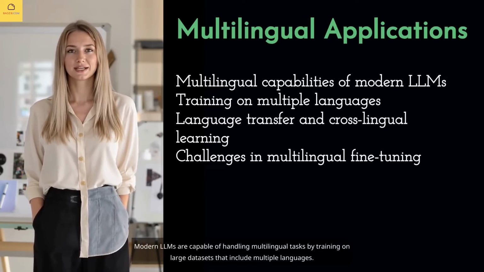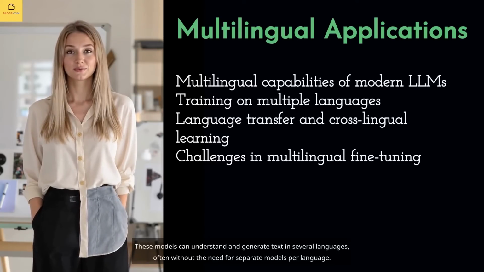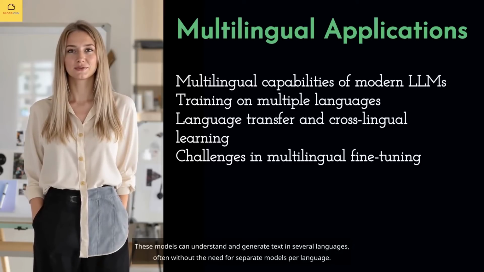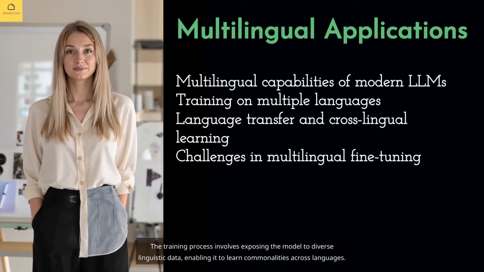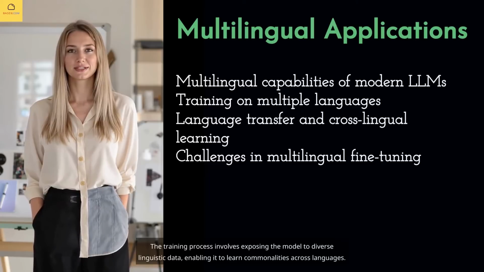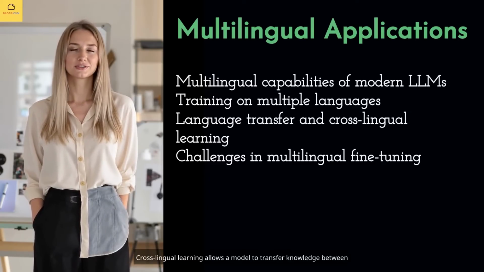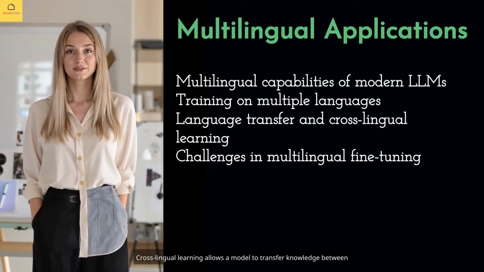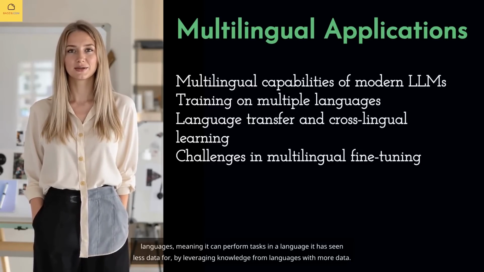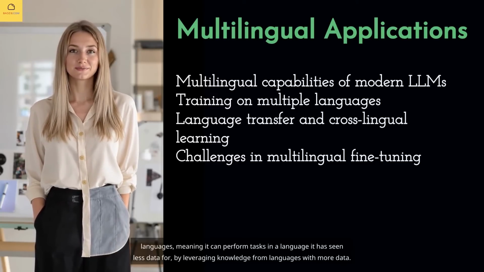Modern LLMs are capable of handling multilingual tasks by training on large datasets that include multiple languages. These models can understand and generate text in several languages, often without the need for separate models per language. The training process involves exposing the model to diverse linguistic data, enabling it to learn commonalities across languages. Cross-lingual learning allows a model to transfer knowledge between languages, meaning it can perform tasks in a language it has seen less data for, by leveraging knowledge from languages with more data.